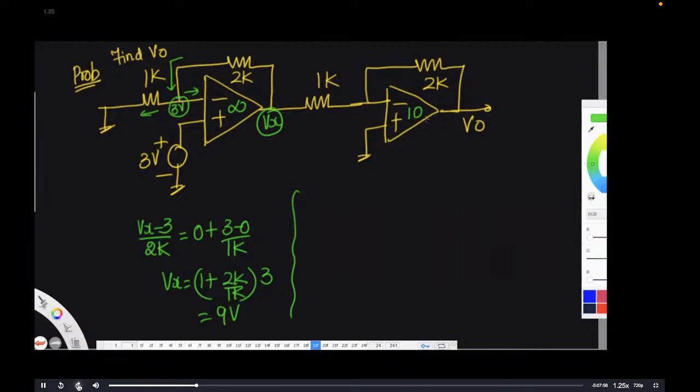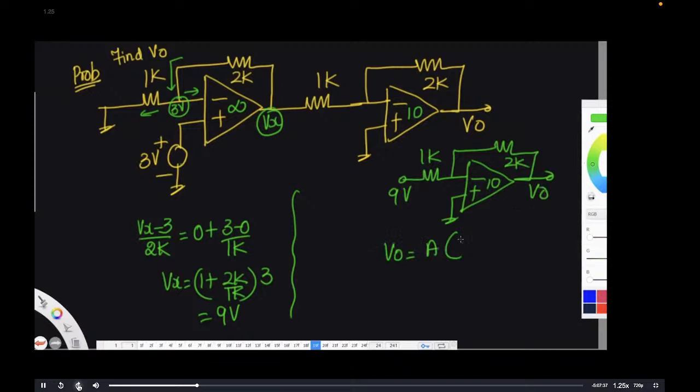Now for this problem, you are not allowed to apply virtual ground. So let me draw this here separately for you. This is 10. Here you have 9 volts and this is 2K, output V0. So for this problem, you have to use the formula V0 is A times (V1 minus V2). V1 equal to V2 only when A is infinite. So let us substitute 10 here. V1 is 0 volts, this is V2. So it is 0 and V2. So your V0 is going to be minus 10 V2.